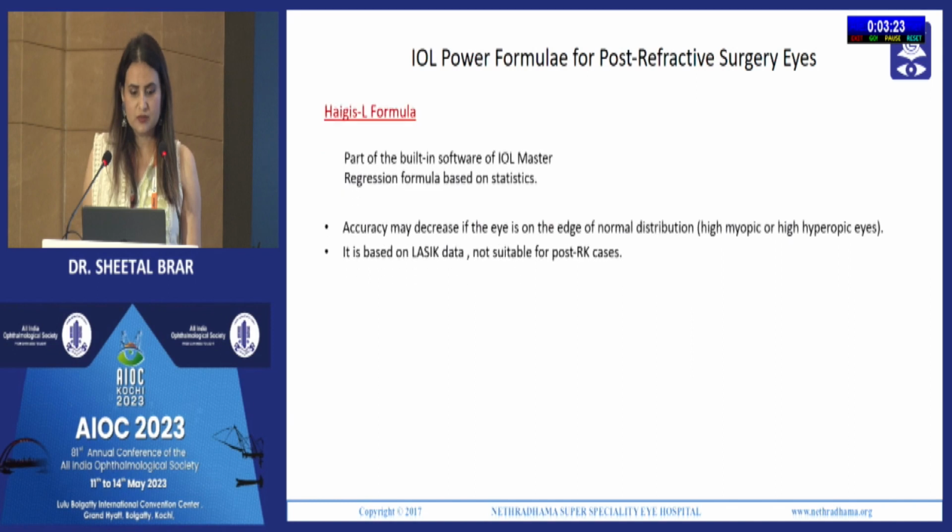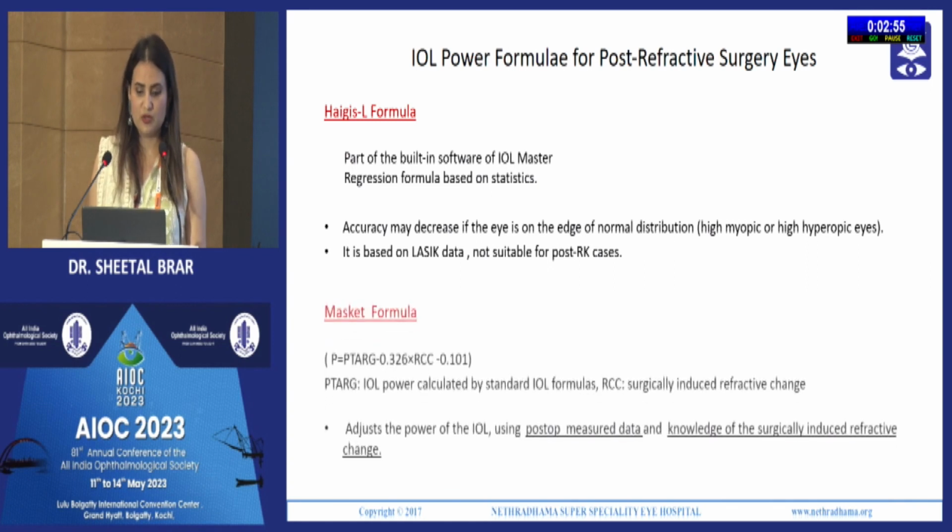Also, the Haigis-L formula is quite useful. This is available as part of the built-in software of the IOL Master, both 500 as well as 700. It is a regression-based formula based on statistics, so the accuracy of this formula may decrease if the eye is on the edge of the normal distribution, say a very highly myopic eye or highly hyperopic eye. It is also based on LASIK data, hence not suitable for post-RK eyes.